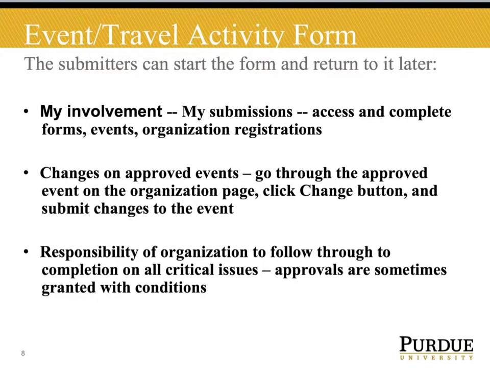Changes on approved events are made through the approved event on the organization page. At the top, you will see a Change button, and you can submit changes to the event through this process. It's the responsibility of the organization to remember to follow through and complete all critical issues. Approvals are sometimes granted conditionally based on information that must be supplied by the organization at a later time. This allows you to plan ahead, but it also means you need to make a note if you have any final details that need to be handled right before your event.